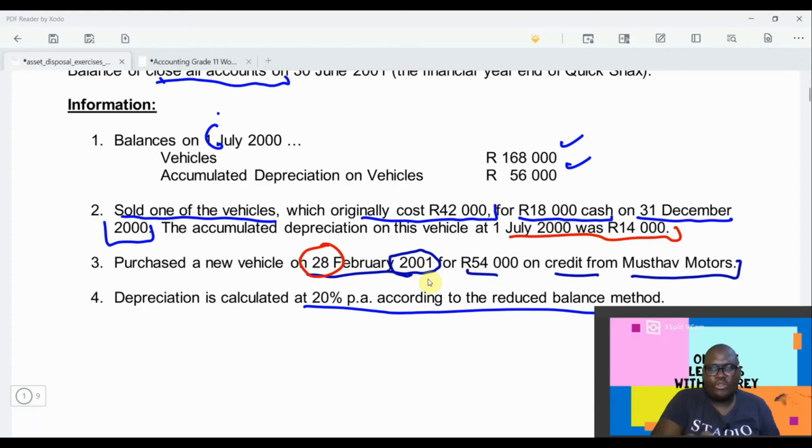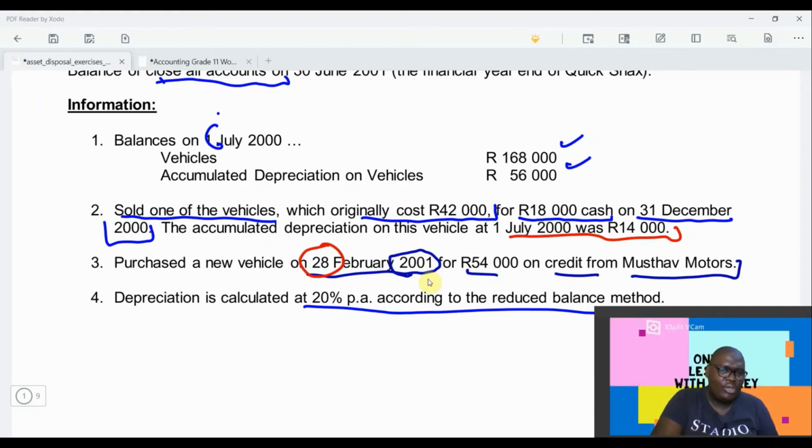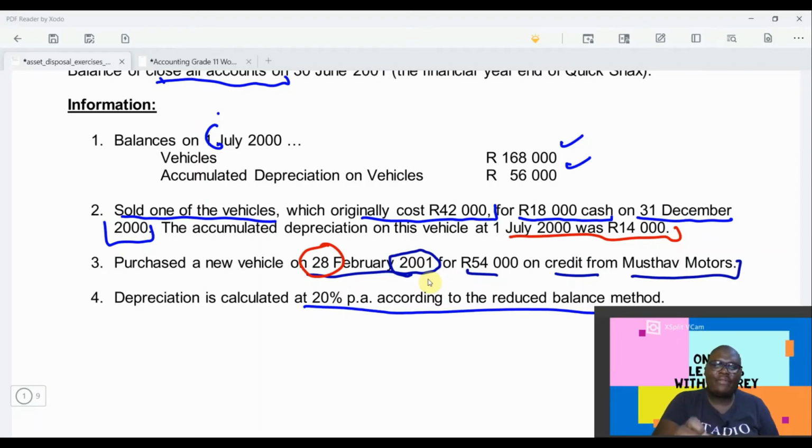So it's 4 months too. But in this case, because we don't have accumulated depreciation for this particular vehicle that we have bought, we're going to calculate that depreciation on cost for the first year. It has not yet depreciated, so we just calculate the depreciation for the current 4 months on the cost price.